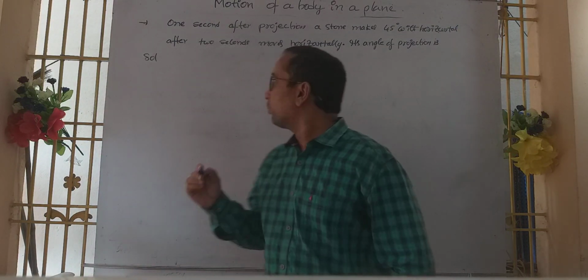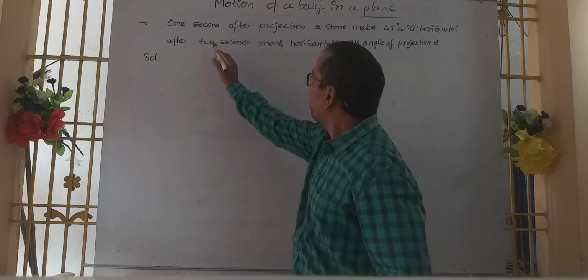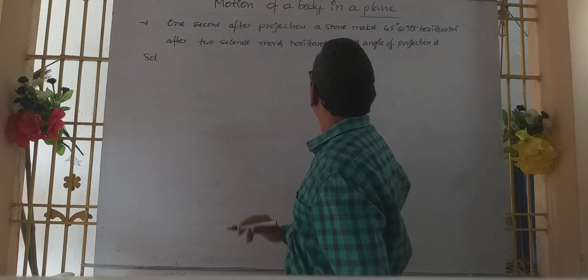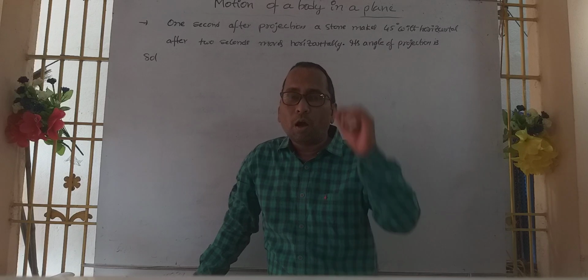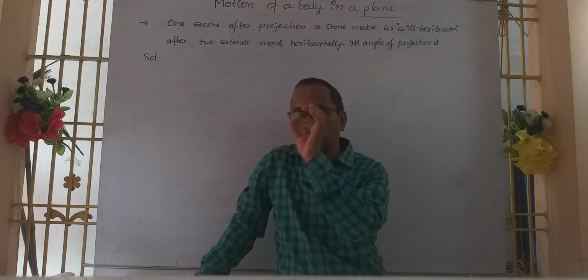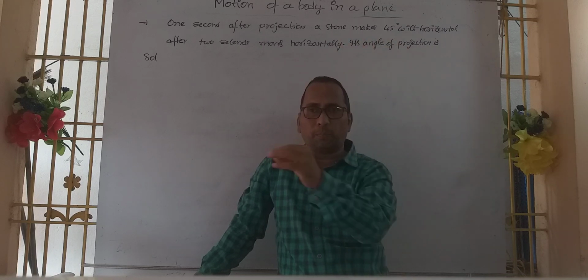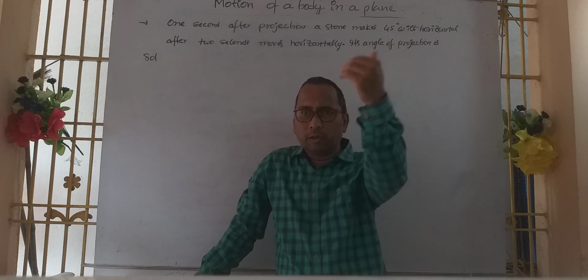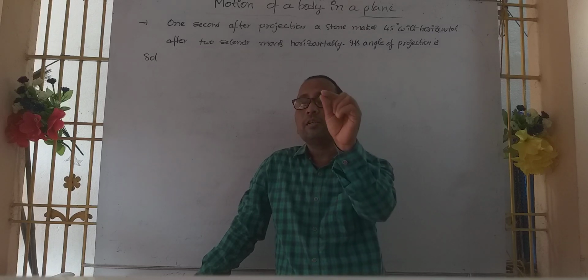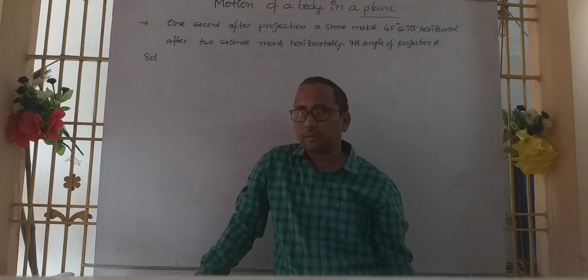Okay, next problem I am writing on the board here. One second after the projection, a stone makes a 45 degrees angle with the horizontal. After 2 seconds, it moves horizontally. That means suppose a stone is projected, it is a projectile, so it is going in its journey. Then after 1 second, it is making an angle of 45 degrees.